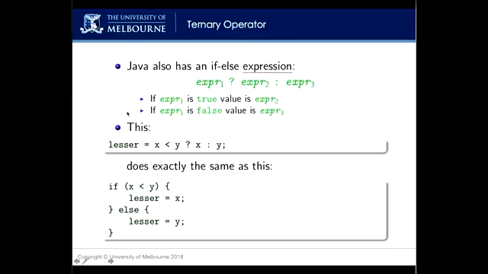So again, that one line of code does exactly the same as these four lines of code, or seven if you put these on separate lines. Pretty straightforward.